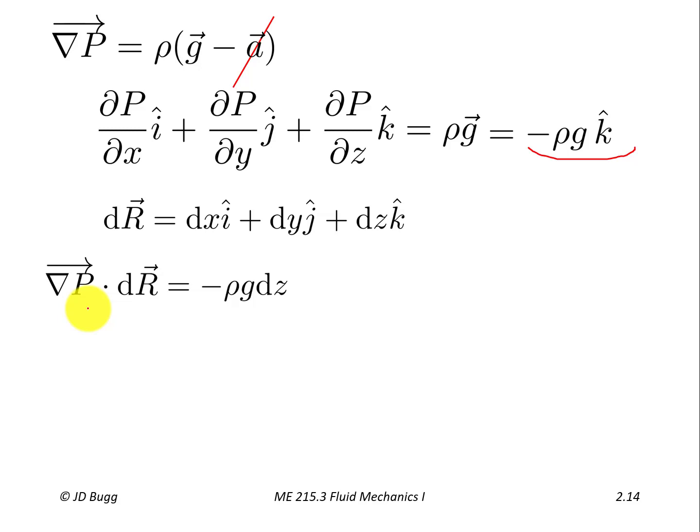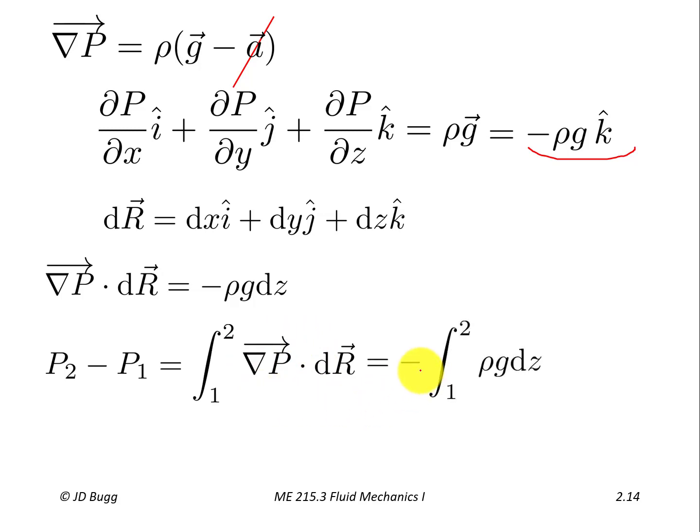So now we're ready to calculate the pressure difference between any 2 points in this stagnant fluid. Here's our definition. We take our dot product and put it in there, bringing the minus sign out front. And so this pressure difference is going to be the integral from 1 to 2 of rho g dz.